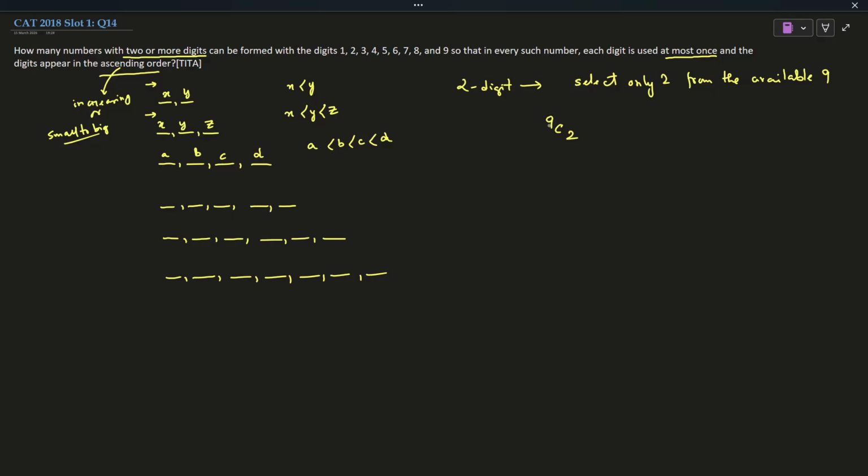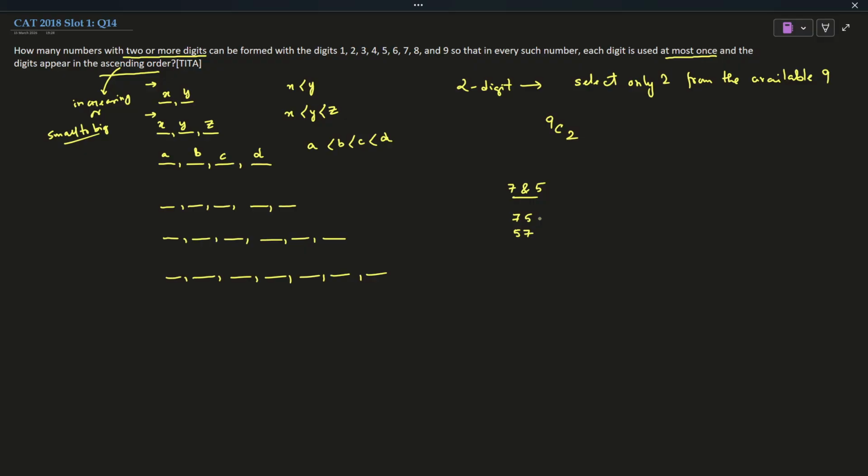Out of the 9 available digits, you have to just select 2 digits, right? Let's say, as an example, you have selected 7 and 5. Now you need to form a number. You have just selected the digits; now you have to form a number. You can form a number as 75 or 57.